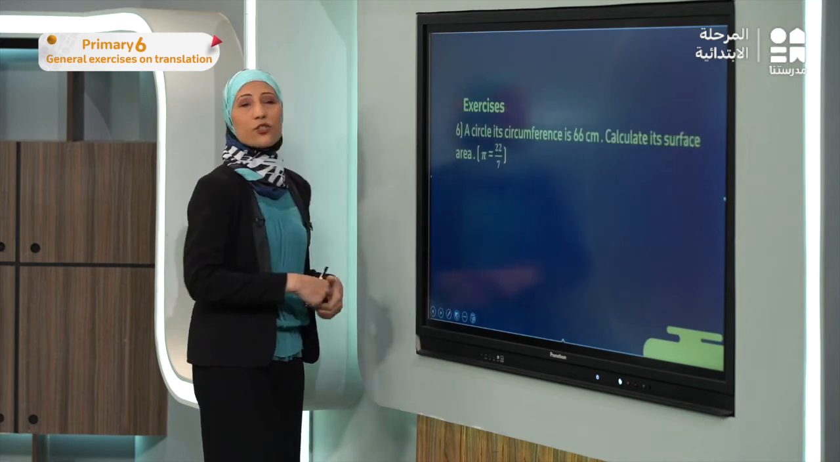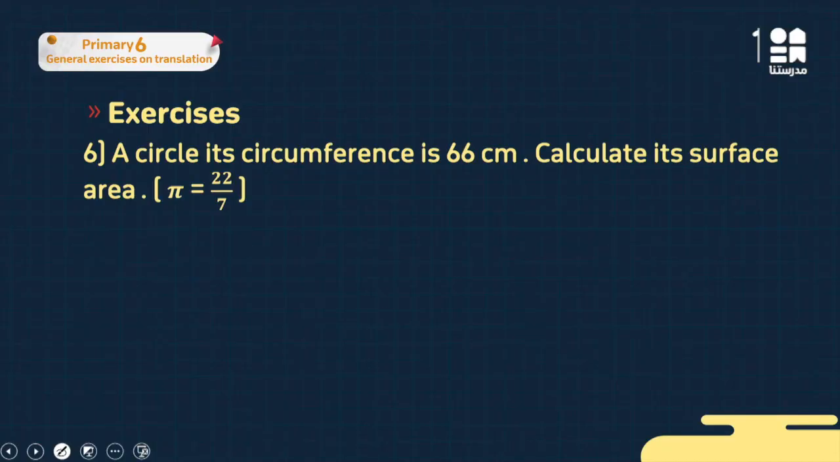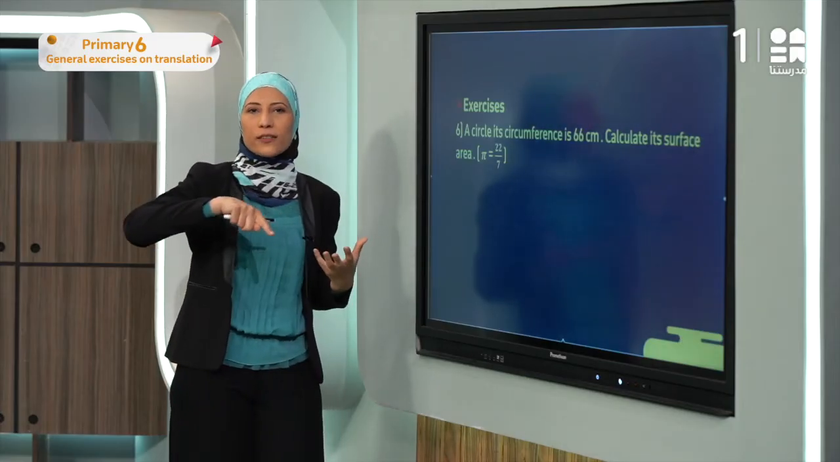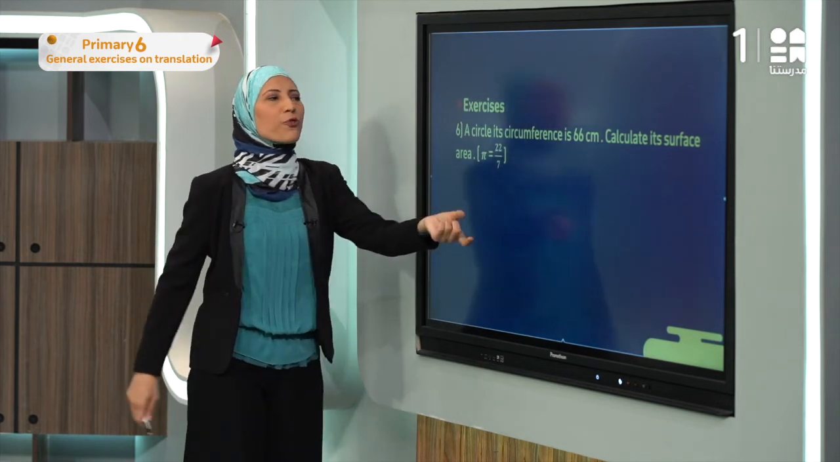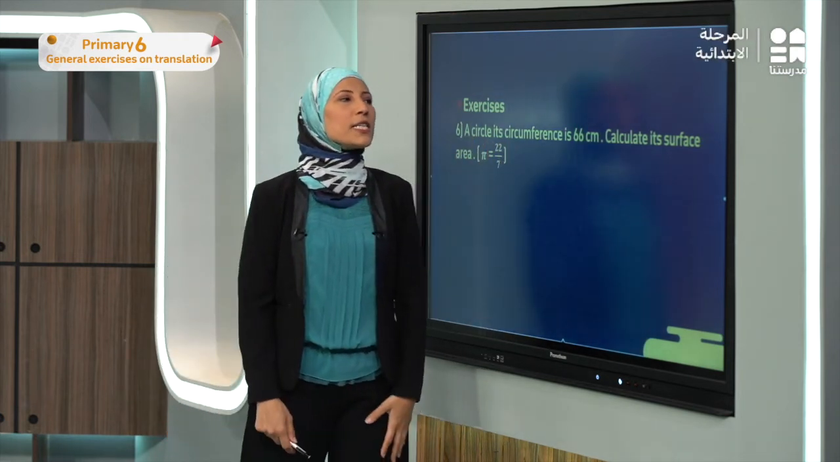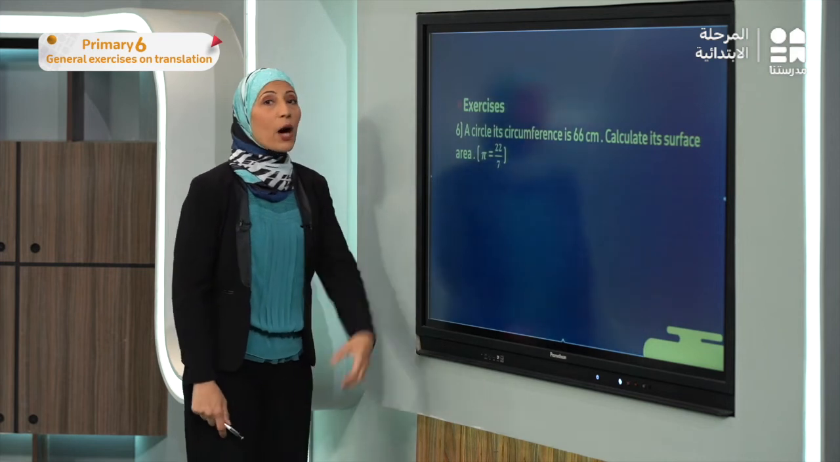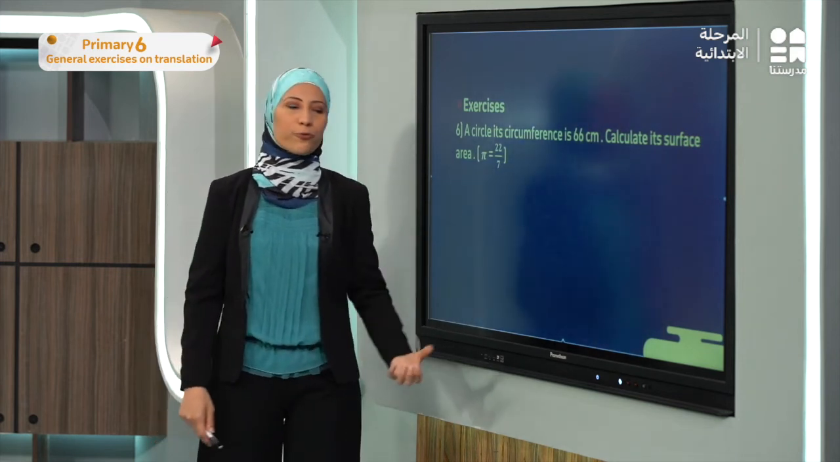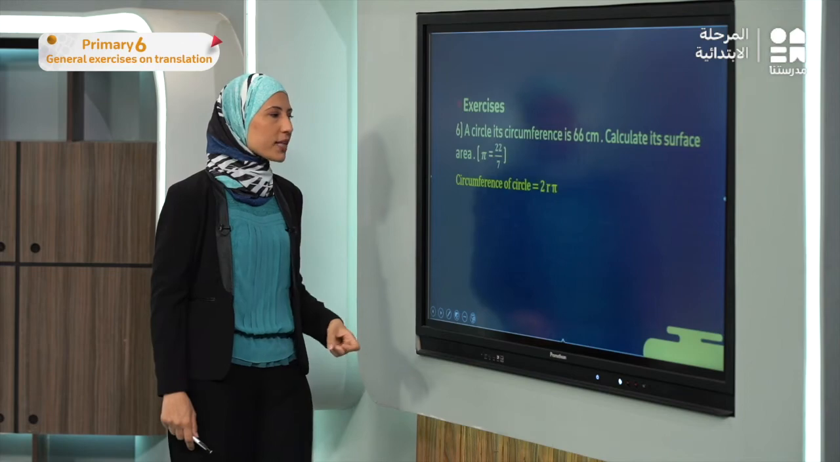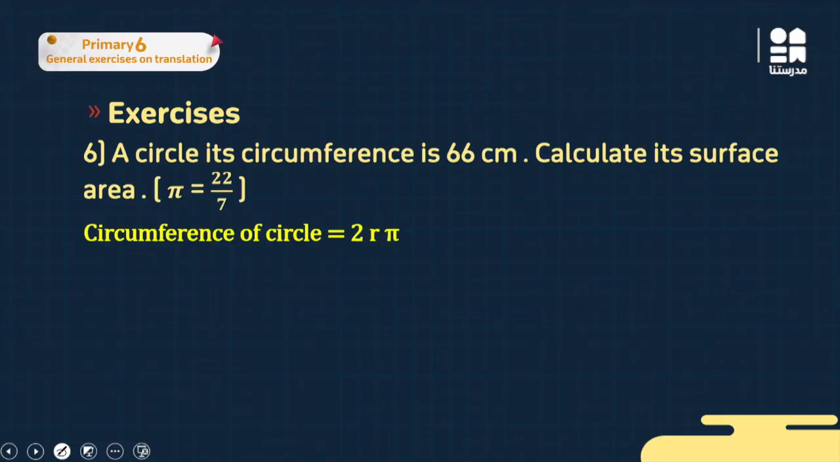Okay, exercise number 6. I have a circle, its circumference is 66, and we talked before about the circumference. It's like the perimeter of the circle. So the circumference is 66 centimeters. Calculate its surface area. How can I find the area from the circumference? First of all, you have to write the rule of the circumference. The rule of the circumference was 2 times radius times pi.